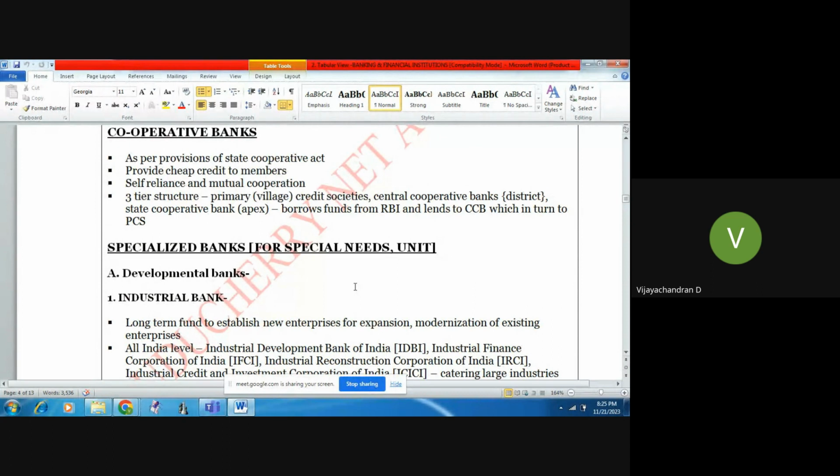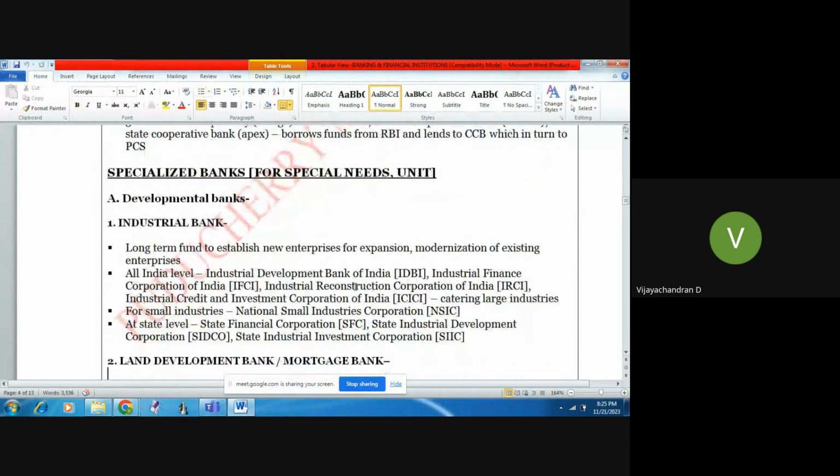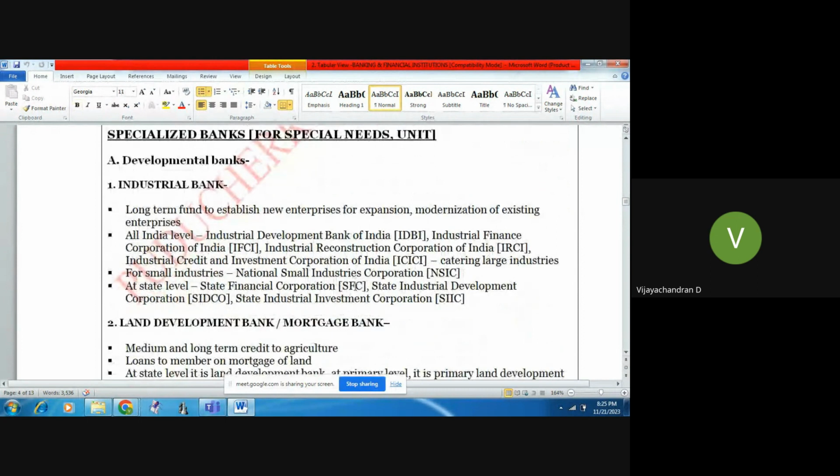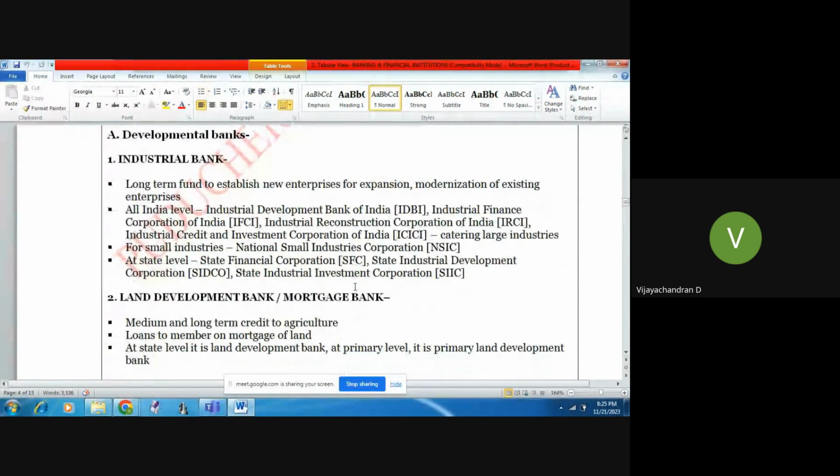And what are the specialized banks? Developmental banks, I told: industrial bank, IFCI told, IDBI told, ICICI. This will be asked in your match type. Probably this type of question you can have in your examination, especially in match type. So you should not ignore the question. The year and who promoted the banks is very important. Who promoted the IDBI?